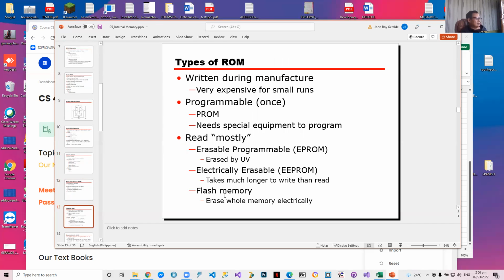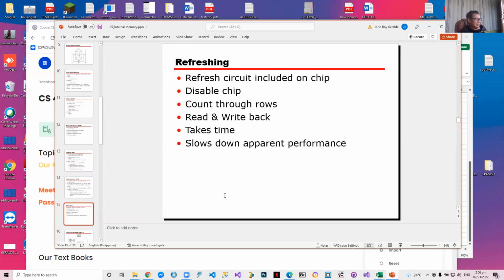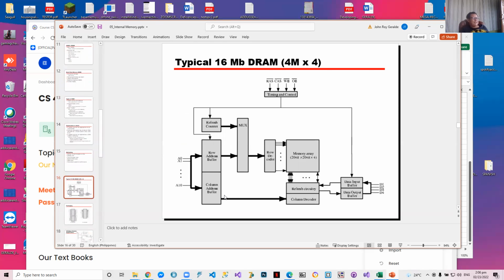Okay. Types of ROM, we have this. This is the most important one. Refreshing organization, 16 MB RAM, DRAM, 4M by 4, which means that we have 4 megabytes in each bank, and 4 banks. Do you follow? So 2048 by 2048 by 4. 2048 by 2048 is 4 MB, because 2000 times 2000 is 4 million.